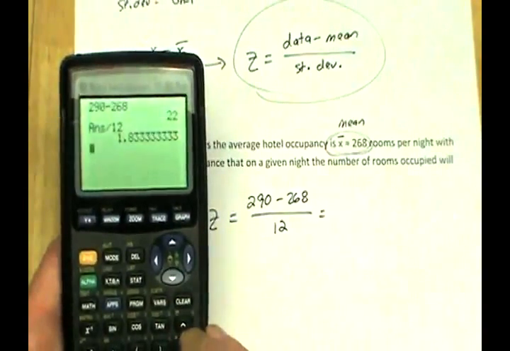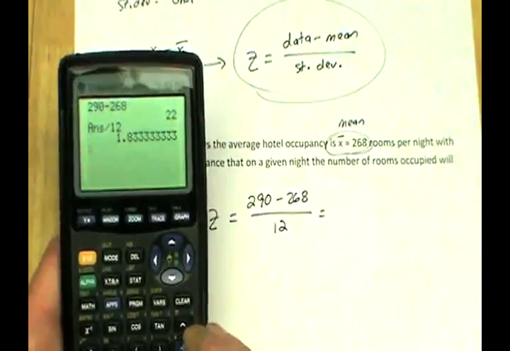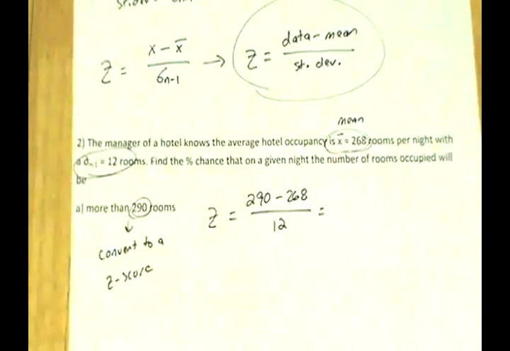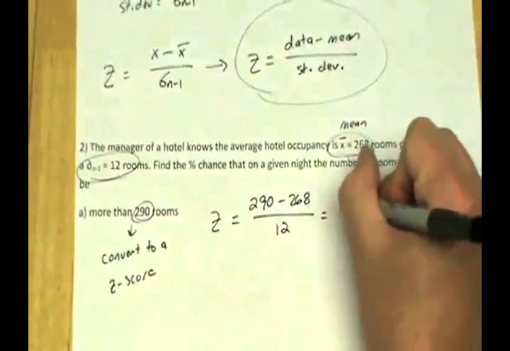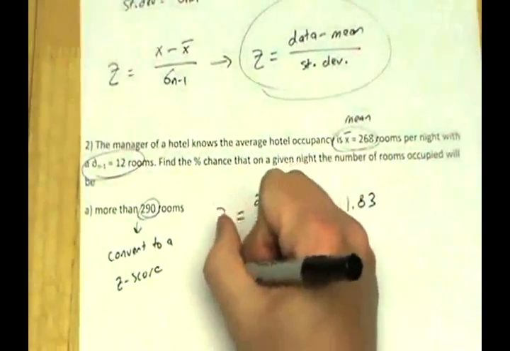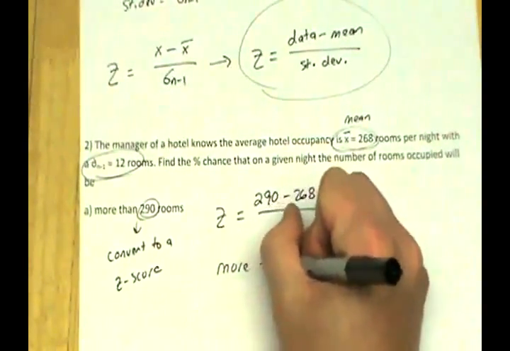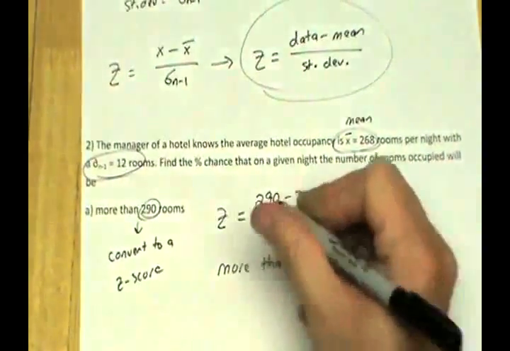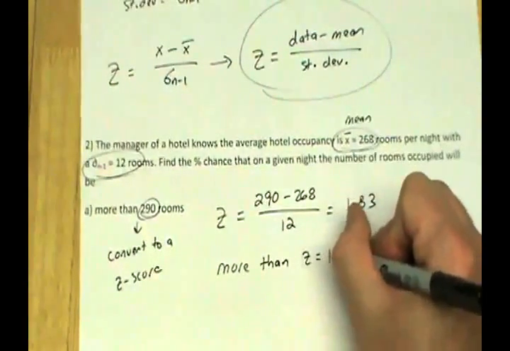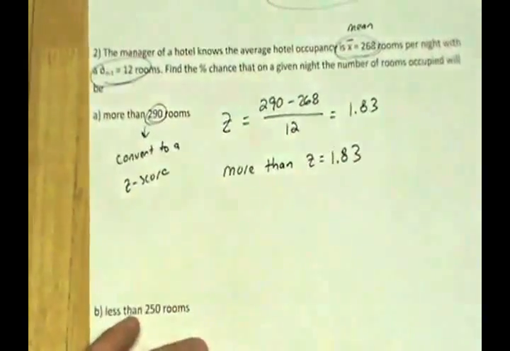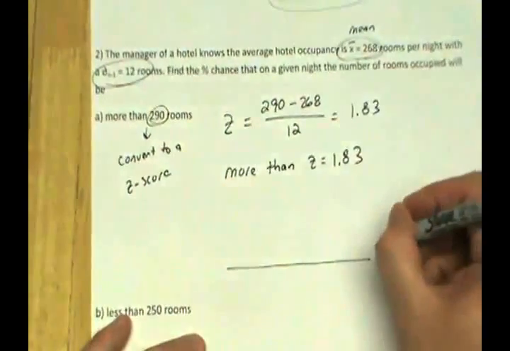And we're getting back 1.833333. We're going to go to 2 decimal places. So this is 1.83. So the question now becomes, instead of more than 290, we get more than 290 is a z-score of 1.83. And now everything becomes a bell-shaped curve.